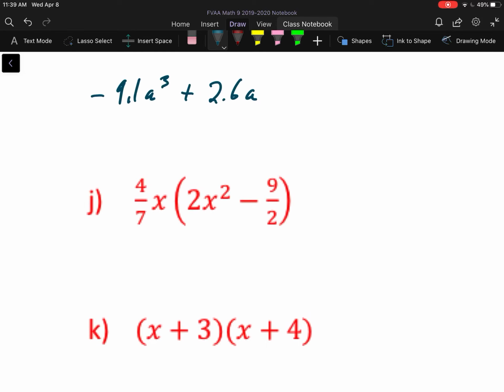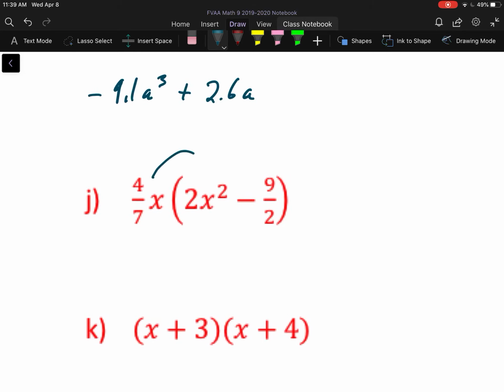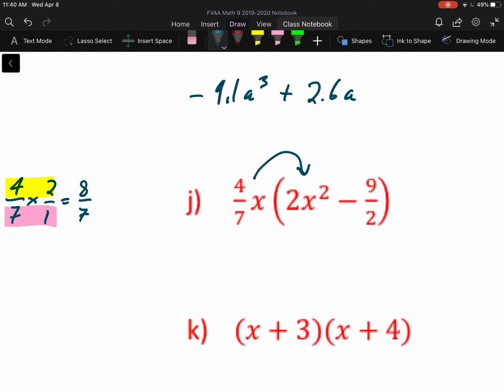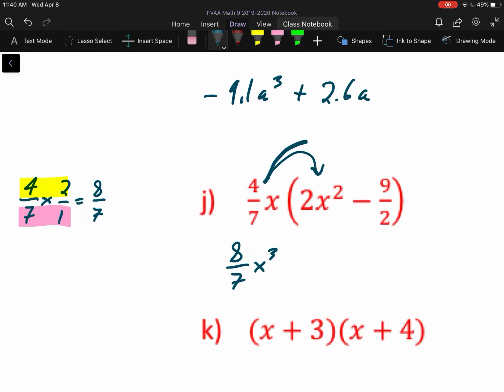So in this situation here, the 4 over 7x times 2x squared. Now here sometimes it's helpful to do the fractions on the side. So I have 4 over 7 times 2 over 1, which is going to give me 8 over 7, right? Top times top, bottom times bottom. So that is 8 over 7, and then x times x squared is going to give me x cubed. All right, and then I multiply my monomial by the second fraction.